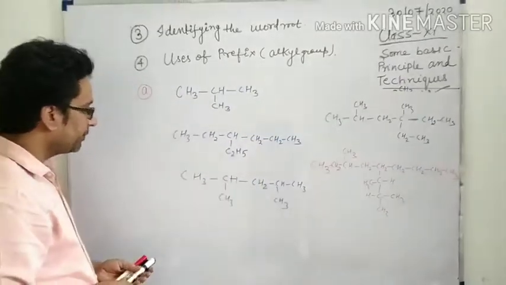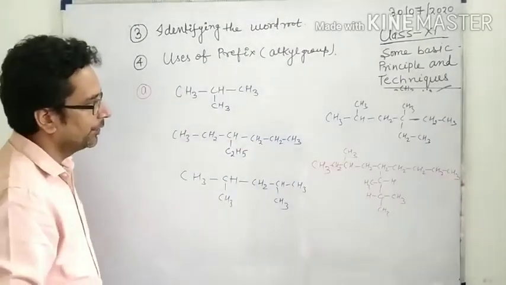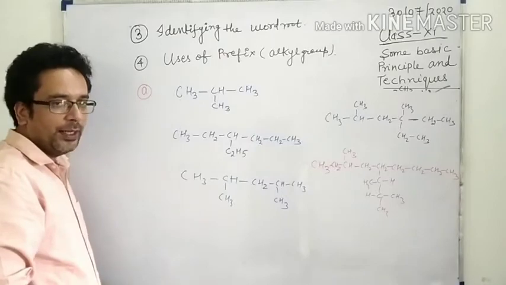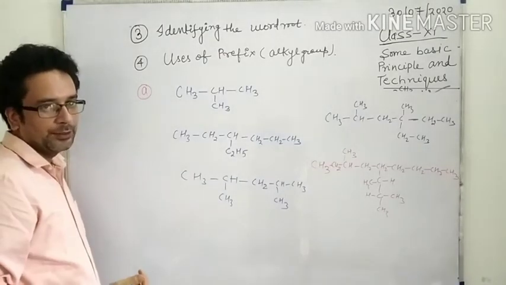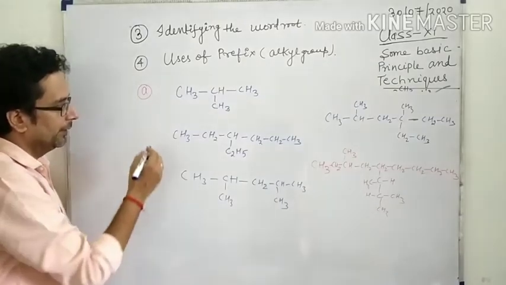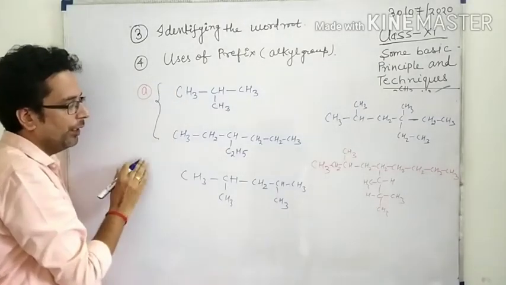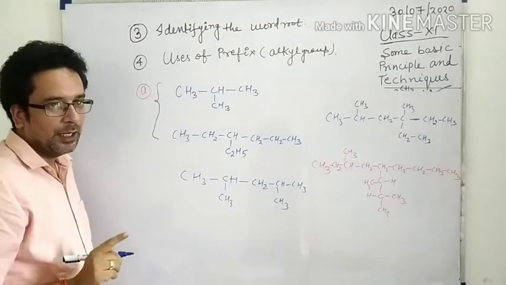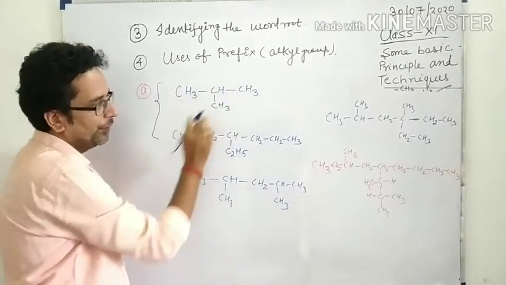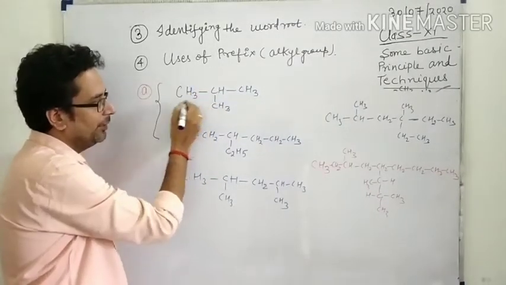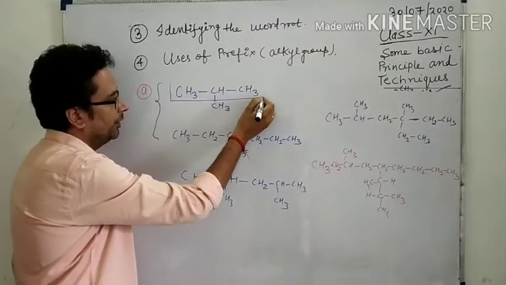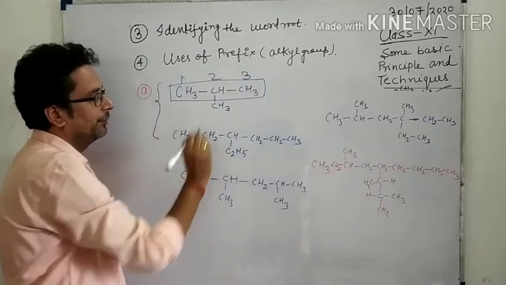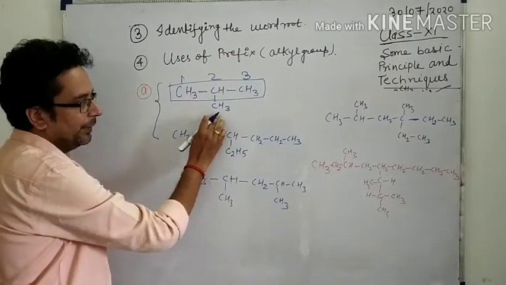Okay, so look here, in the first example only one alkyl group is present. These are examples in which one alkyl group is present. So what is the first rule? First we select the longest carbon chain. So look here, 1, 2, 3. This is the longest carbon chain, 1, 2 and 3. This is the parent chain and this is the side chain.